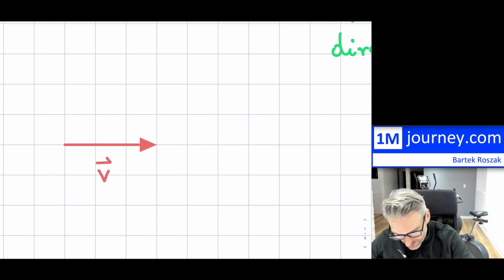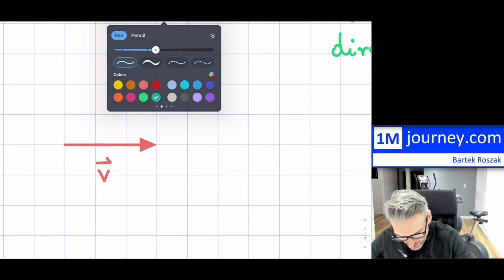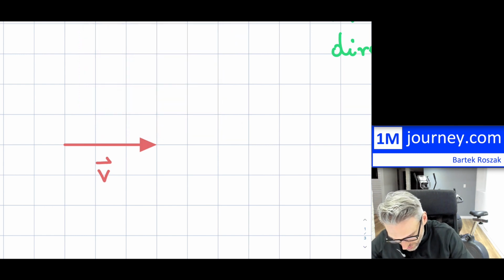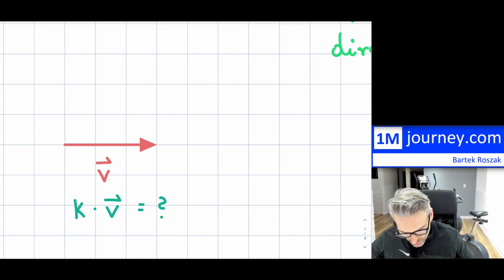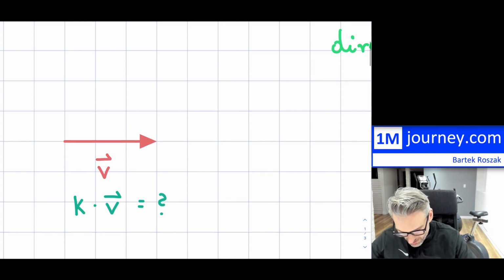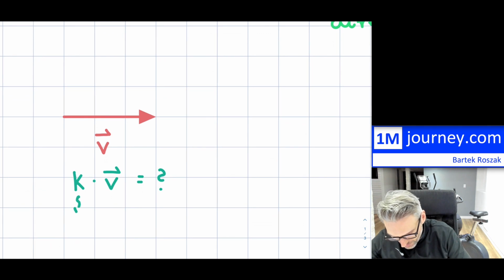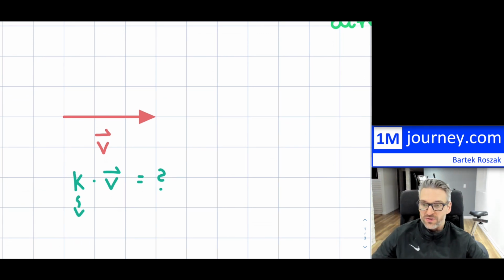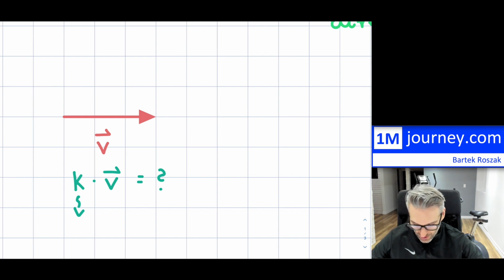Now, what if someone comes along and says, what if you took this vector and multiplied it by some scalar k? What is the result? At least, what would we assume? Of course, it depends on this k. How big is it? Is it positive? Is it negative? So on. For the moment, let's assume that it's just positive.